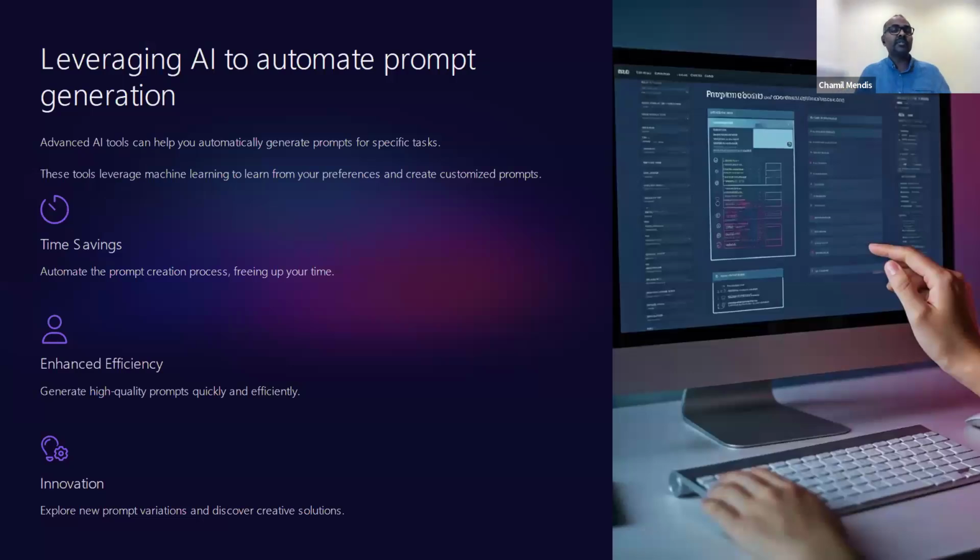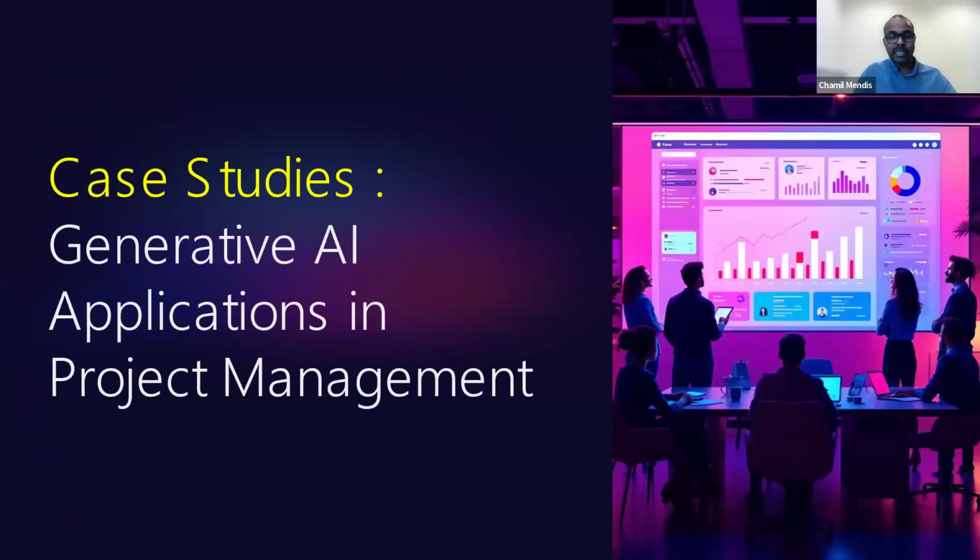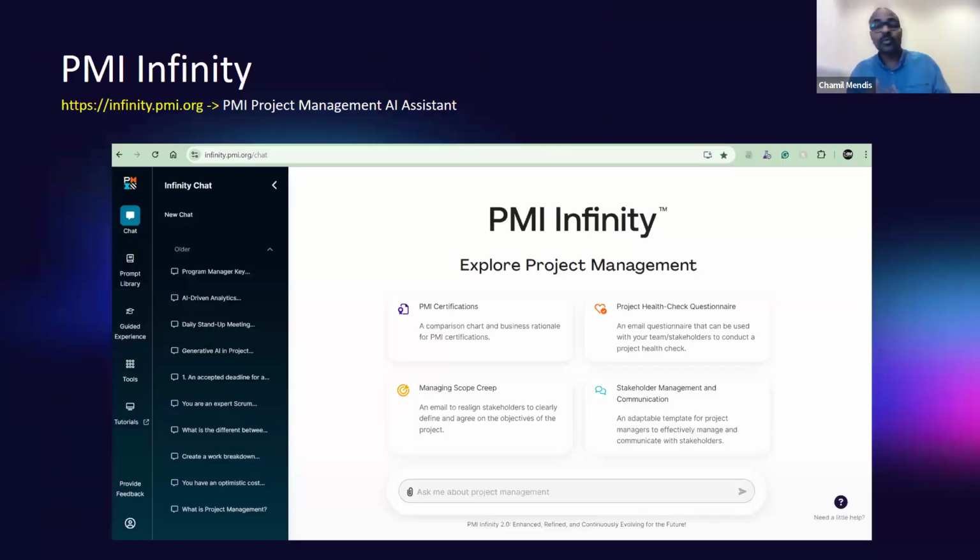And the next thing is we want to quickly touch upon leveraging AI for automatic prompt generation. Now we have automatic prompt generation tools which you can use to create prompts automatically. PMI Infinity is one of the tools, available only for PMI members, where you can create different prompts and use the knowledge base from PMI Infinity using PMBOK 7. So this is specifically trained using the Project Management Body of Knowledge.